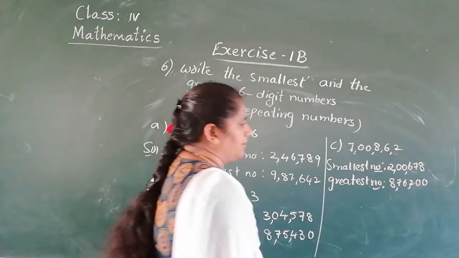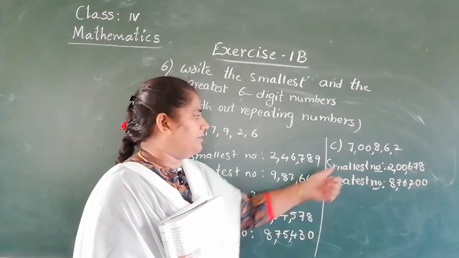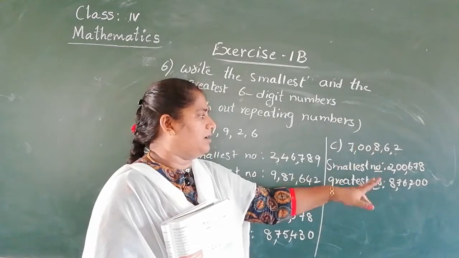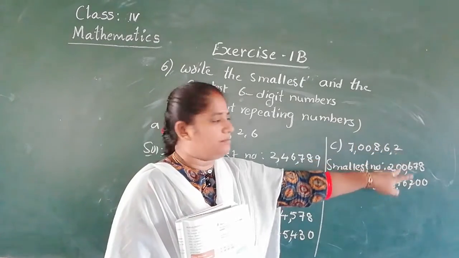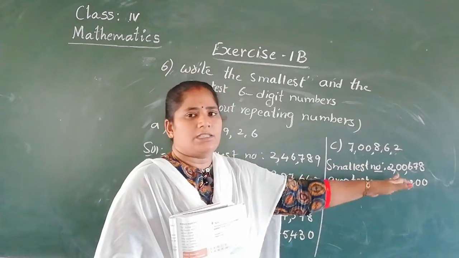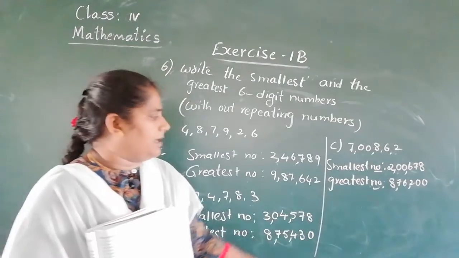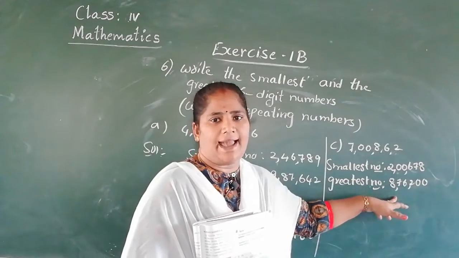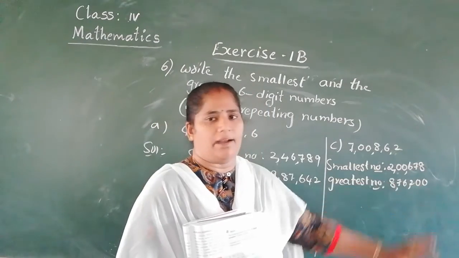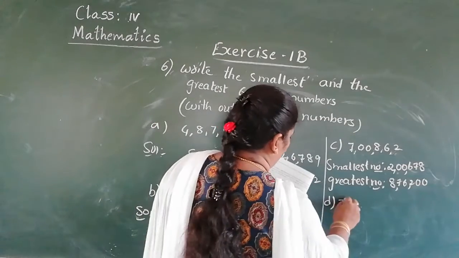So 8,76,200. So here you must be very careful. If the zeros are given, don't start with 0 and go to the next smallest number 2. Then after that you keep zeros, then 6, 7, 8. So 2,678. That is the smallest number. Here the greatest number is 8,76,200. The last one you do yourself.